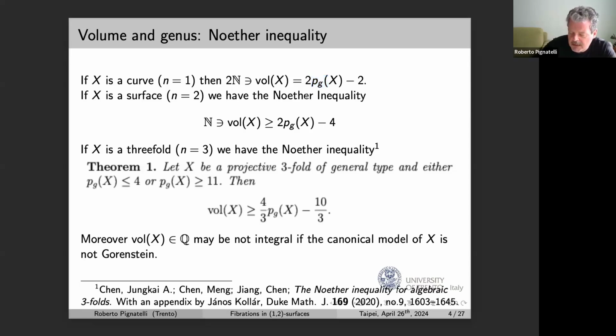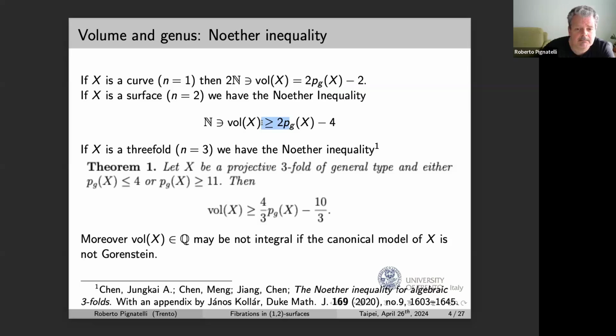If we move to surfaces, it was known already to Max Noether that there is no more. So in dimension 1 the two invariants are essentially equivalent. There is a linear relation among them. In dimension 2, this is no more true, and there are, in fact, two inequalities. The simplest one, the oldest one, is the Noether inequality, which can be written in this way: the volume of a surface is an integer, and it is at least 2pg minus 4. There is another inequality, known as Bogomolov-Miyaoka-Yau, which says that the volume is smaller than 9pg plus 9, but it's more difficult and far from the scope of this talk.